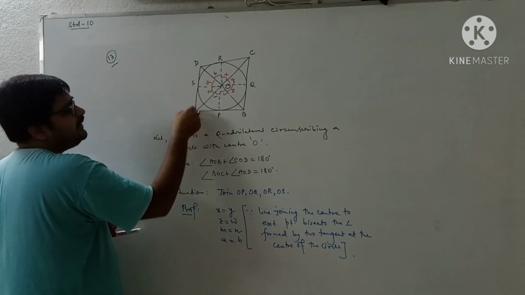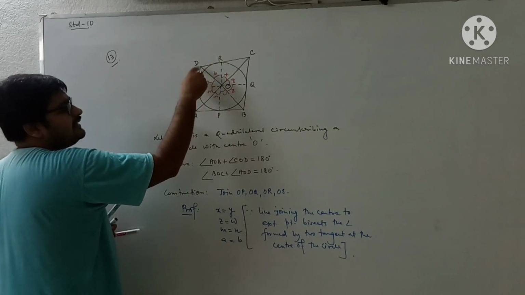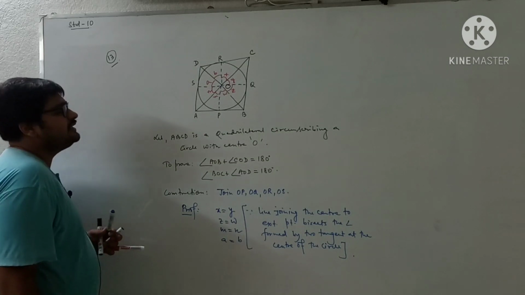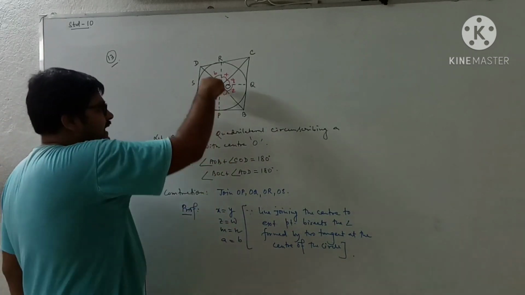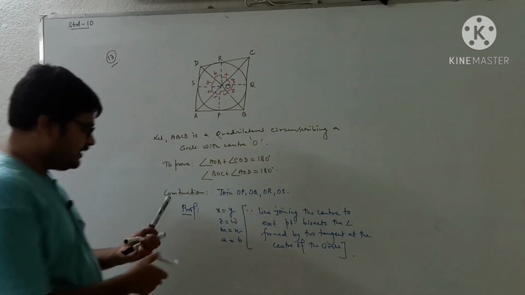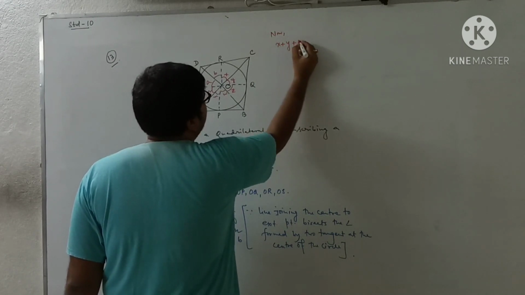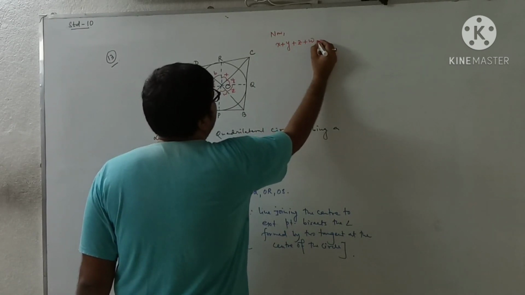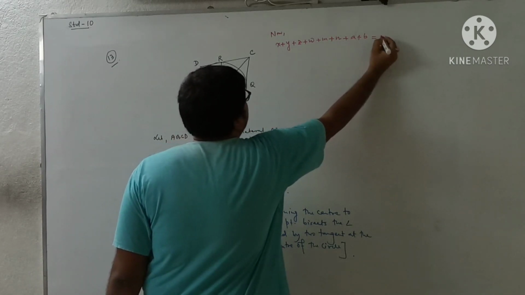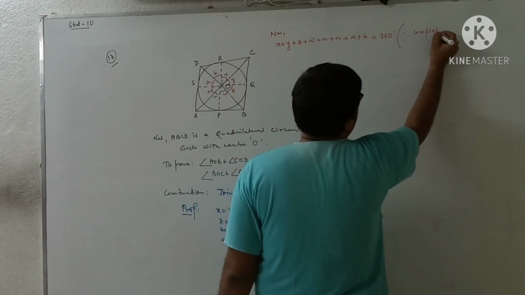Similarly, AP and AS are tangents, so I have written M and N are equal, and DS and DR are the tangents, so I have written A and B are equal. Now you just see, if I add them all, that is equal to 360 degrees because it is a central angle. So you can write now: X plus Y plus Z plus W plus M plus N plus A plus B should be equal to 360 degrees, since it is a complete angle.